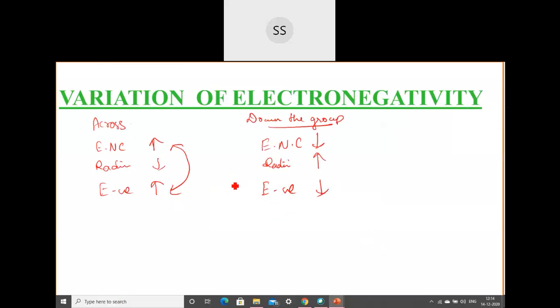Only the ionic radii trend is different. The rest of the trends go in a similar fashion. But you must remember what properties you are talking about. What do you mean by electronegativity? That should be very clear. What do you mean by electron gain enthalpy? What do you mean by ionization enthalpy?